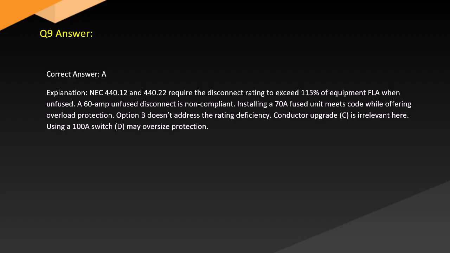Answer. Correct answer: A. Explanation: NEC 440.12 and 440.22 require the disconnect rating to exceed 115% of equipment load when unfused. A 60 amp unfused disconnect is non-compliant. Installing a 70 amp fused unit meets code while offering overload protection. Option B doesn't address the rating deficiency. Conductor upgrade C is irrelevant here. Using a 100 amp switch, D, may oversize protection.